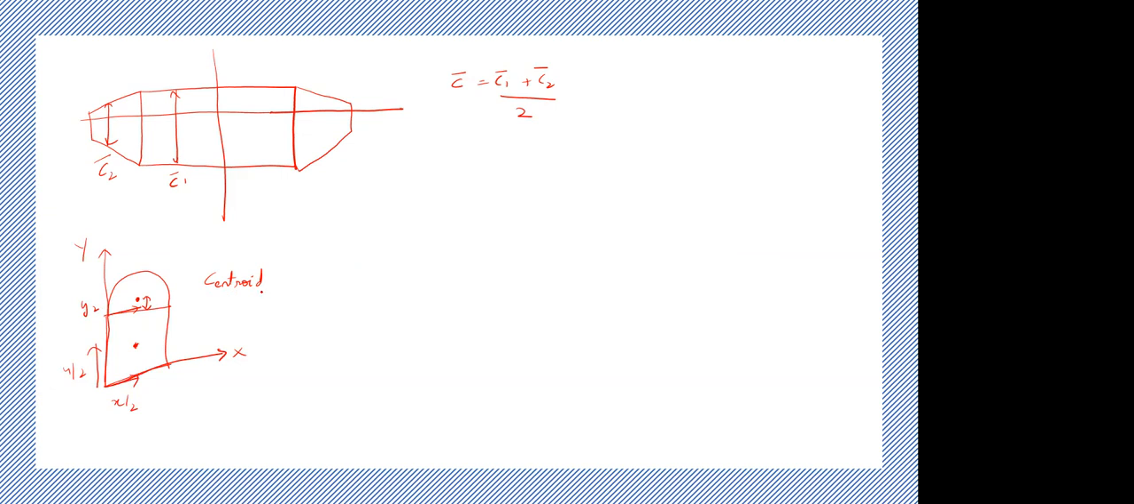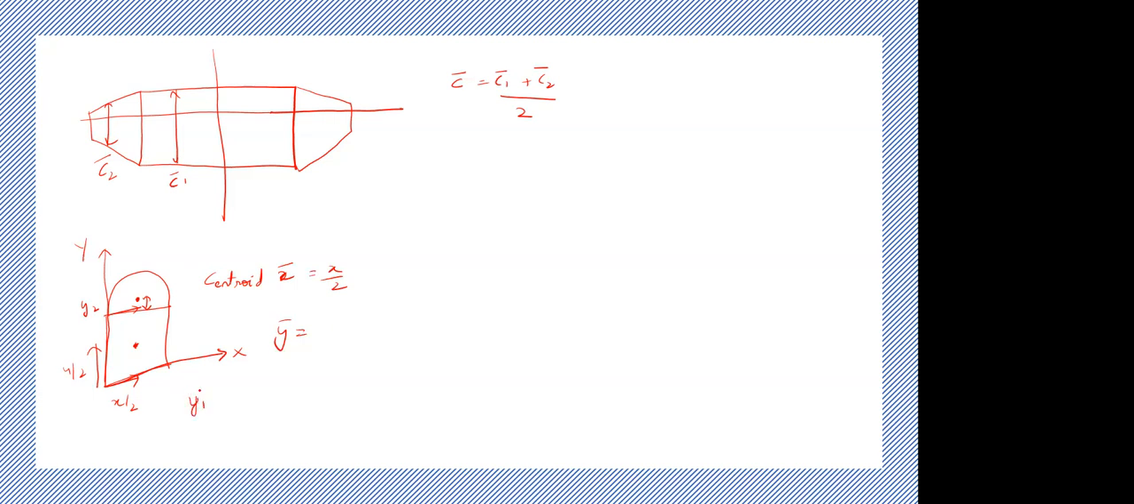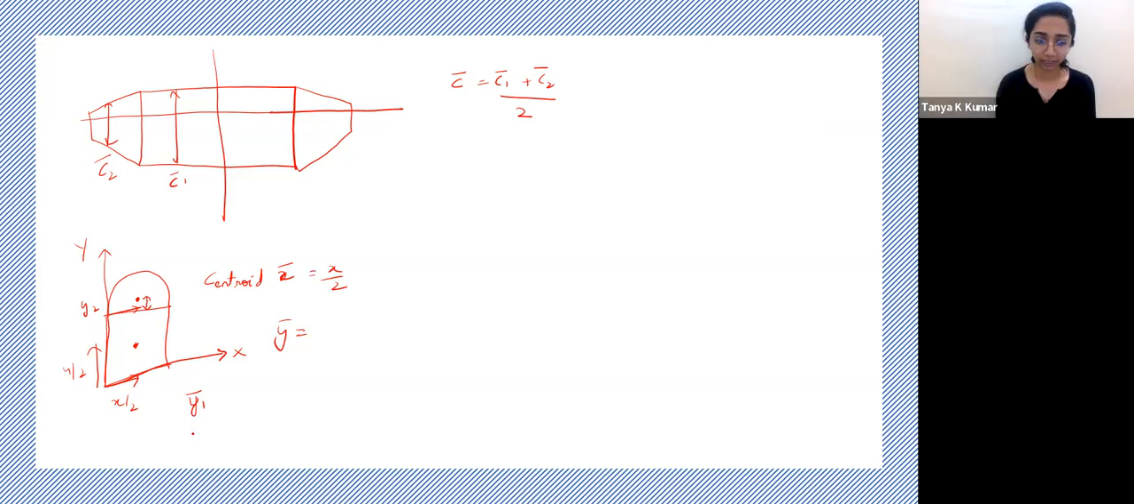Ma'am, centroid of the square plus centroid of the hemicircle by 2, no ma'am. Was it like that? Overall centroid, let's just say X bar. In this case, X bar is X by 2, fine. Y bar was what? The centroid of the square lies on the diameter. The centroid of the square was Y1 bar. The centroid of the semicircle was Y2 bar. How do you find the Y bar of the overall structure?